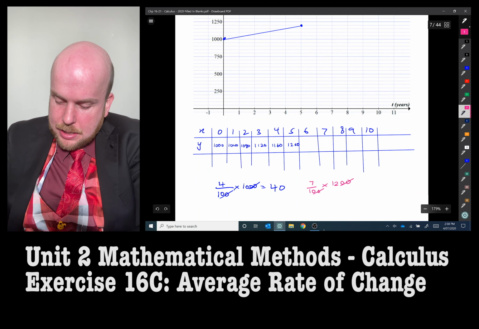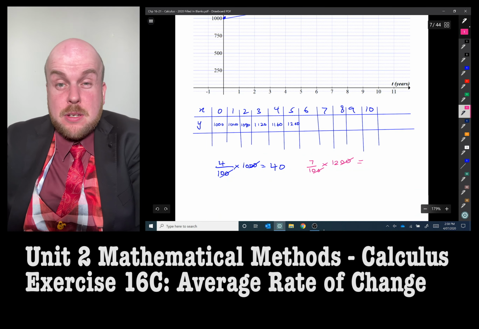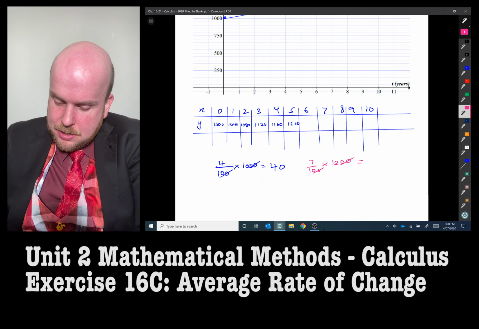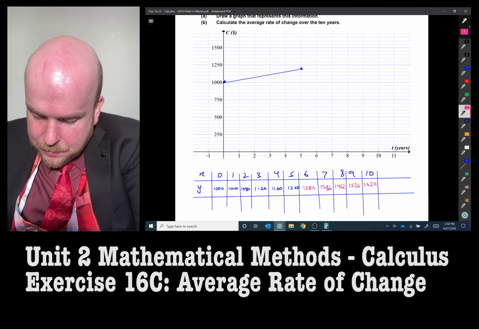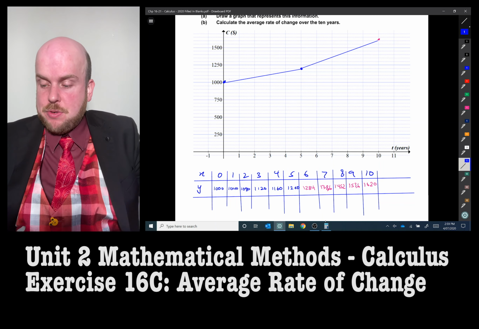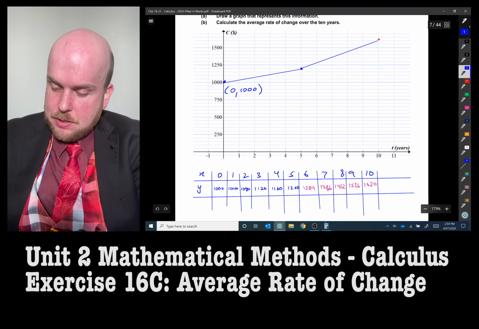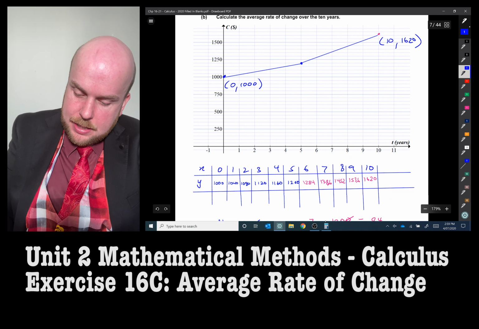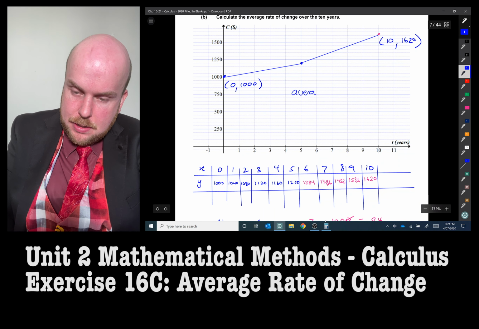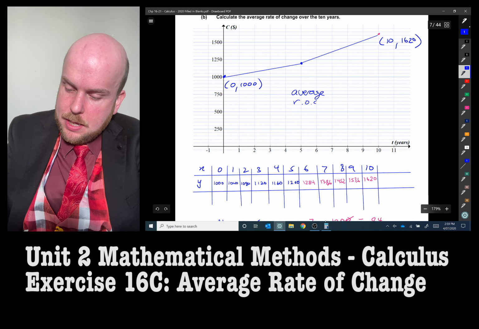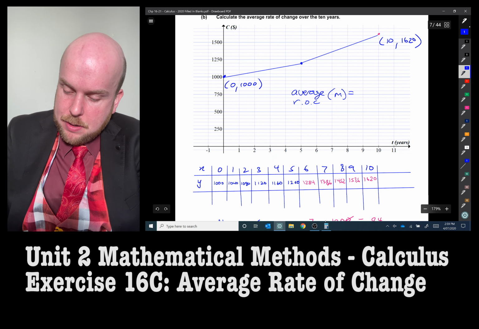So is it 7? Yeah, it's 7 of 12. So that's going to be $84 is being added each time. So then the question says calculate the average rate of change over the 10 years. So we've got 0 and 1,000 here, and this will be 10 and 1620. So the average rate, or M, is going to be 1620 take away 1,000 over 10 take away 0. So that's going to be 620 divided by 10, or otherwise $62 per year.